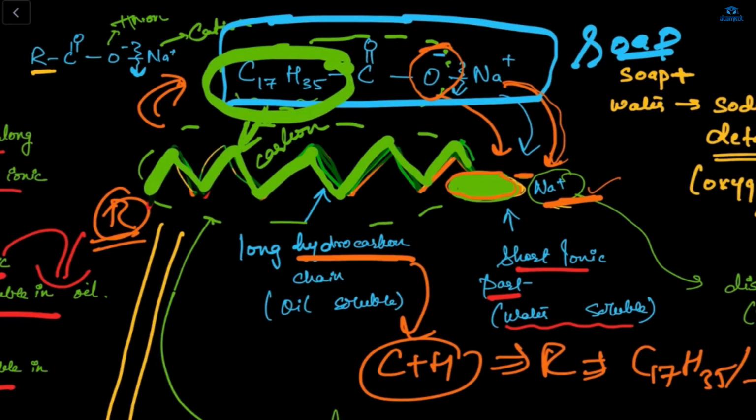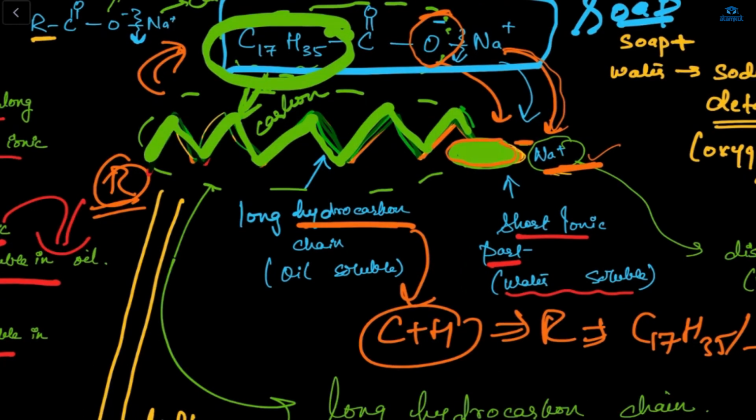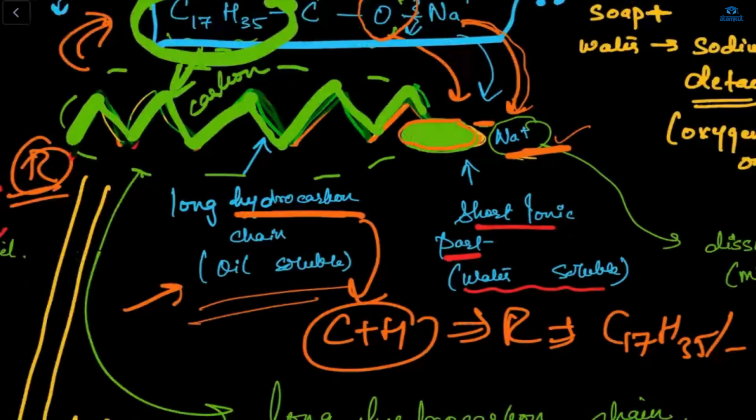Now, this zigzag is your long hydrocarbon chain. Why hydrocarbon chain? Because this is made up of carbon and hydrogen, and hydrocarbons are oil soluble. So the zigzag part is hydrophobic. Why phobic? Because this is oil soluble and insoluble in water. This short ionic part is the philic part, and this is water soluble and insoluble in oil and other substances.